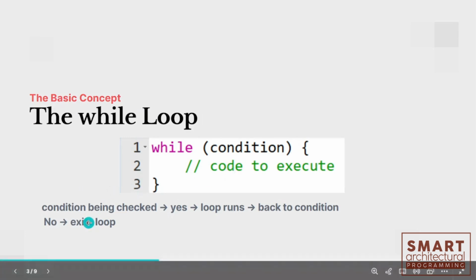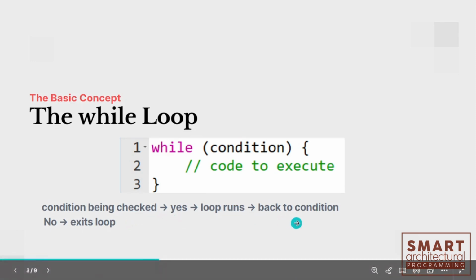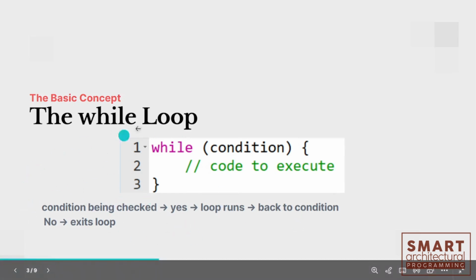So the while loop has a structure like this. It checks the condition. If the condition is true, it runs the loop, then goes back to the condition. If the condition is false, it exits the loop. Otherwise, it just keeps on running the loop until the condition becomes false.